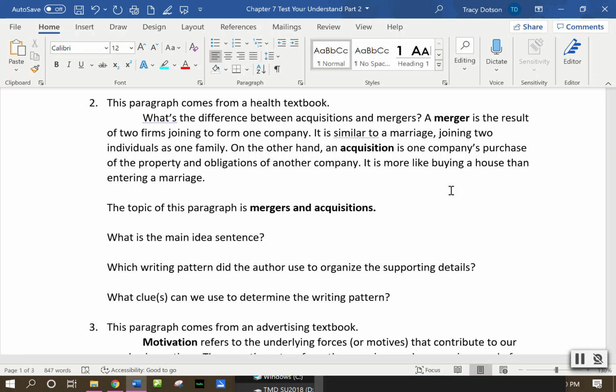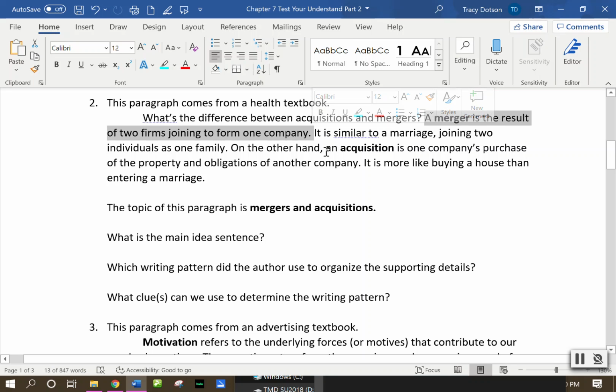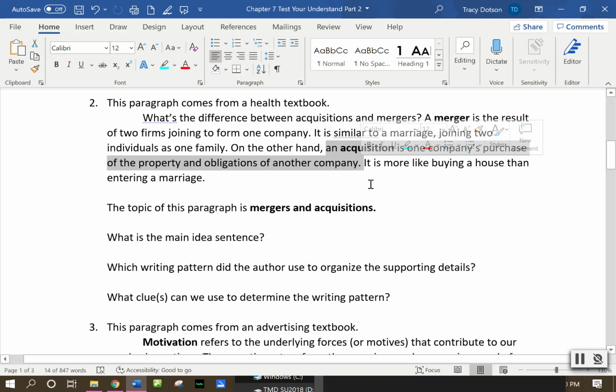So here our topic is mergers and acquisitions. Those are terms that are in bold in this paragraph. What is our main idea? So the main idea essentially is defining what the merger is, as well as defining what the acquisition is. Okay, so here we have two sentences, and we would put them together to create the implied main idea. And so what kind of writing pattern do we have here?